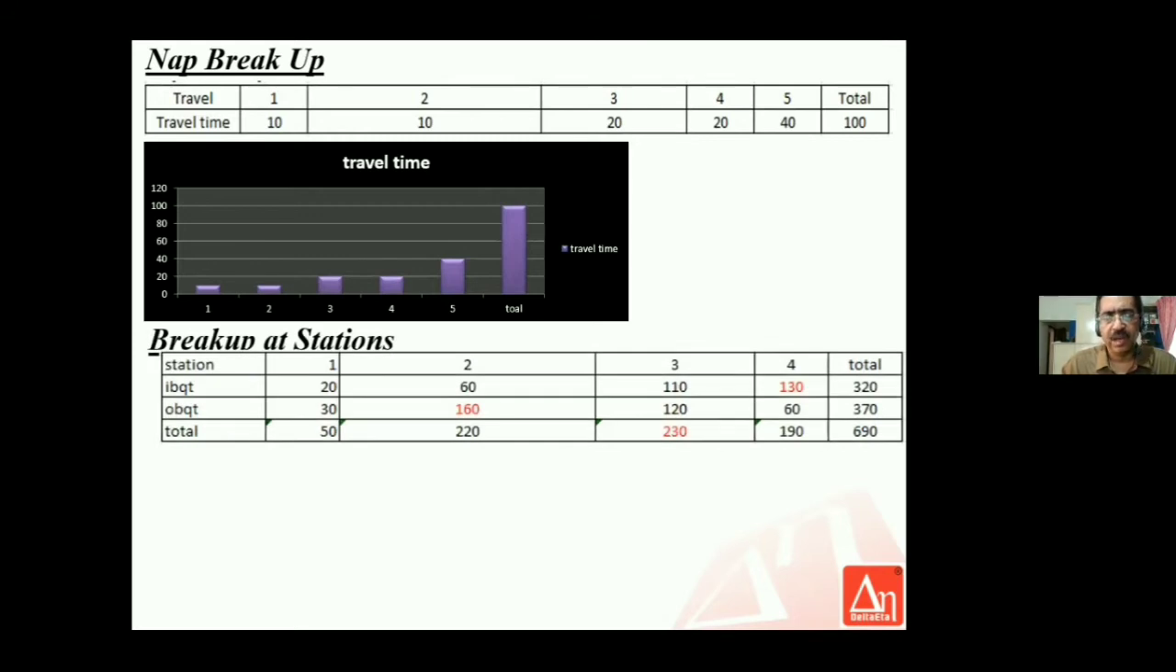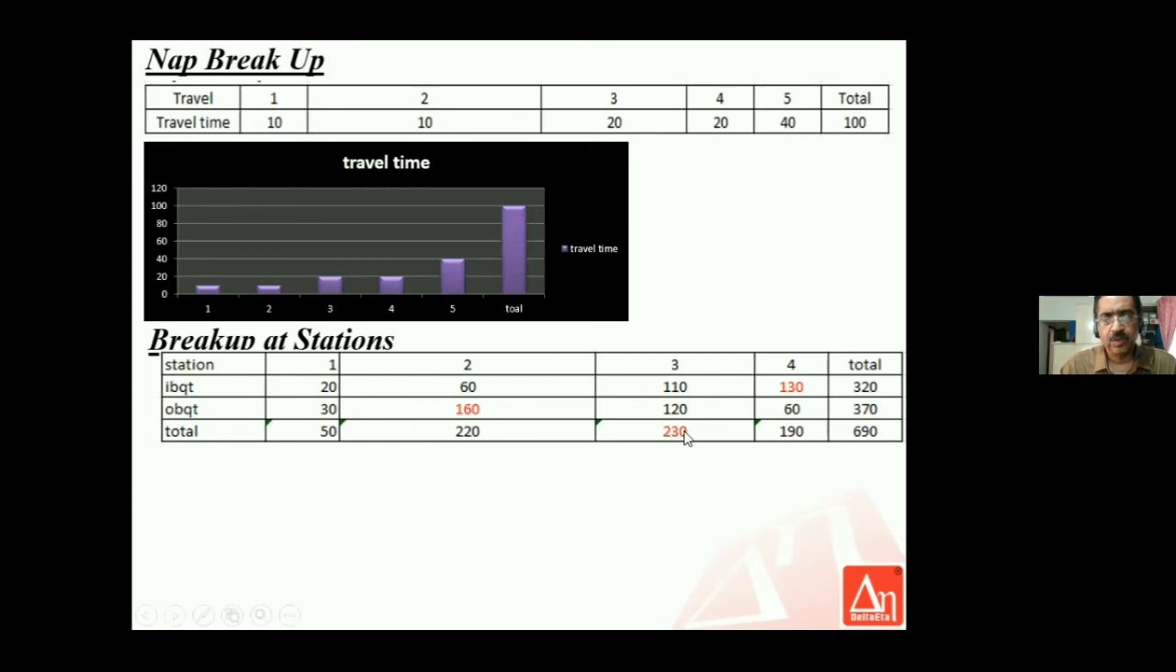Similarly, when you look at the different stations, what is the time taken for IBQT as well as OBQT? This is the table. Station 1, at the first shearing station, not much time is lost. At the notching and folding, you find OBQT is 160 minutes. At the painting line, the IBQT is 130 minutes.